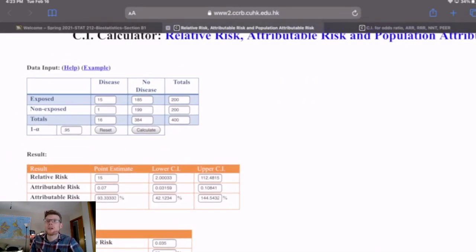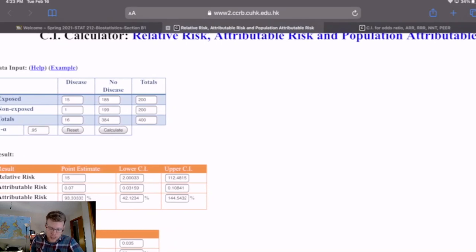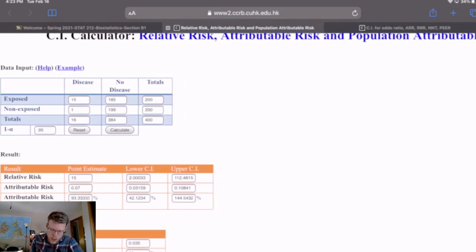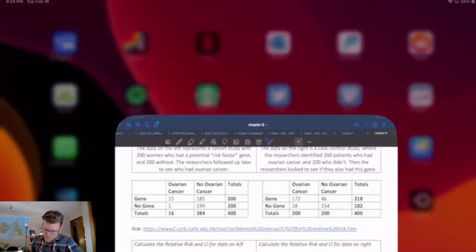What you'll notice here is that I have 15 women exposed to the gene who got ovarian cancer, 1 exposed to the gene who did not, one not exposed to the gene who also got cancer, and then the rest are in the no cancer group, some of which are exposed, some of which are not. My estimate for the relative risk is down here in the next table. It's going to be 15. And notice my confidence interval, though. It goes from a relative risk estimate of 2 to 112.48. That's an enormous difference there.